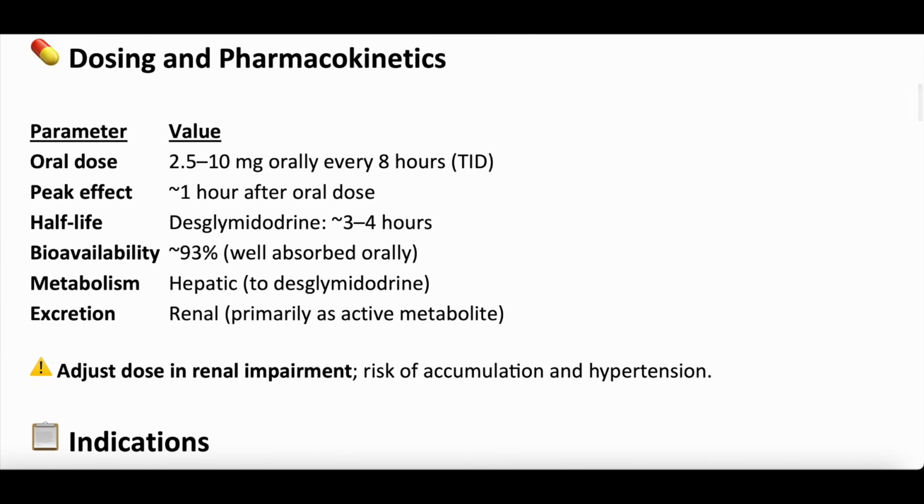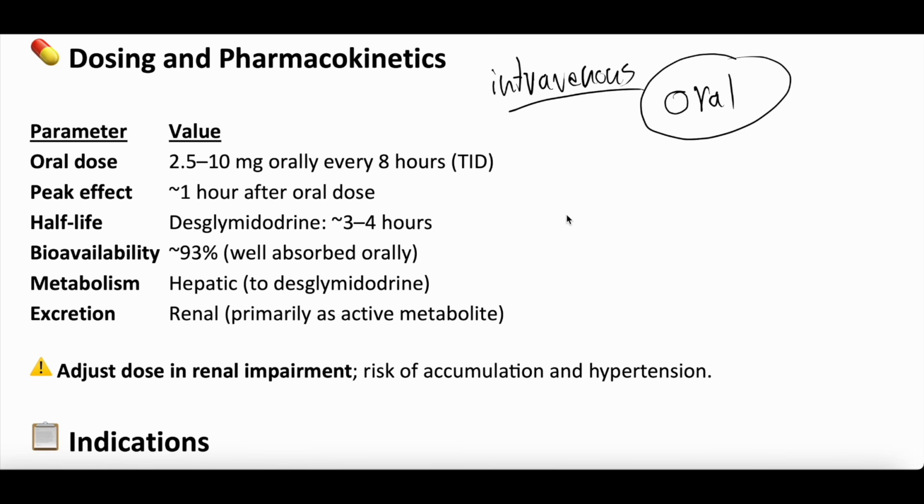So, dosing and pharmacokinetics. As we mentioned, midodrine is oral. This is unique for vasopressors. There aren't really oral vasopressors otherwise. All these other ones we've talked about are intravenous or IV vasopressors. This is an oral vasopressor for all intents and purposes. The oral dose typically used is anywhere from 2.5 to 10 milligrams orally every 8 hours or TID. You will at times see someone go up as high as 20 milligrams, but most typically 2.5 to 10 milligrams orally every 8 hours or TID, right?